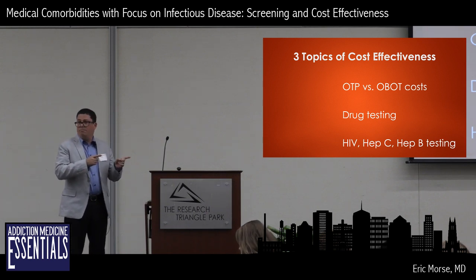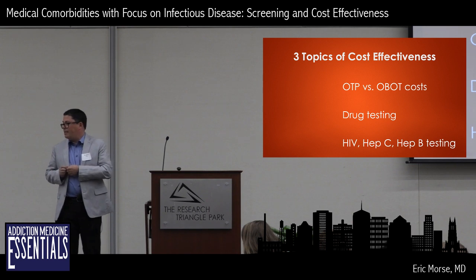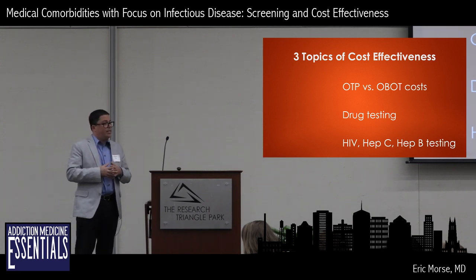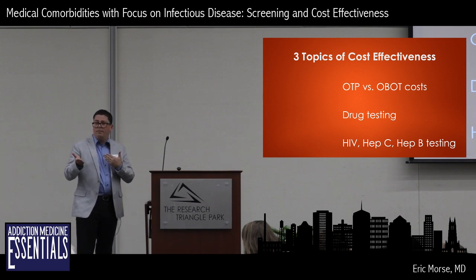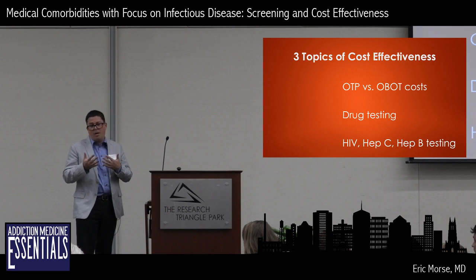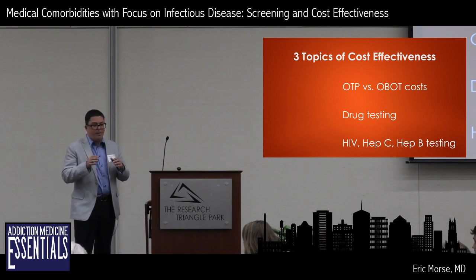Another big barrier is transportation. So in an OTP setting, you're going and you're dosing daily. You can earn take-homes, but usually it takes a while to earn take-homes. With an OBOT, you can see a doctor weekly. And so if you're really having transportation problems, then maybe OBOT would be more effective for you.